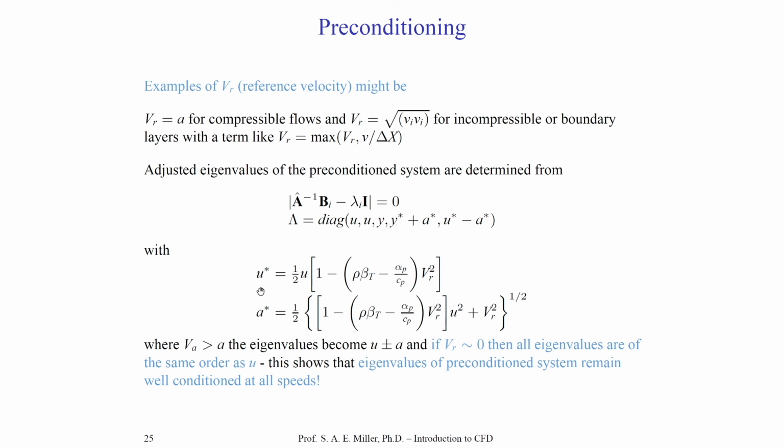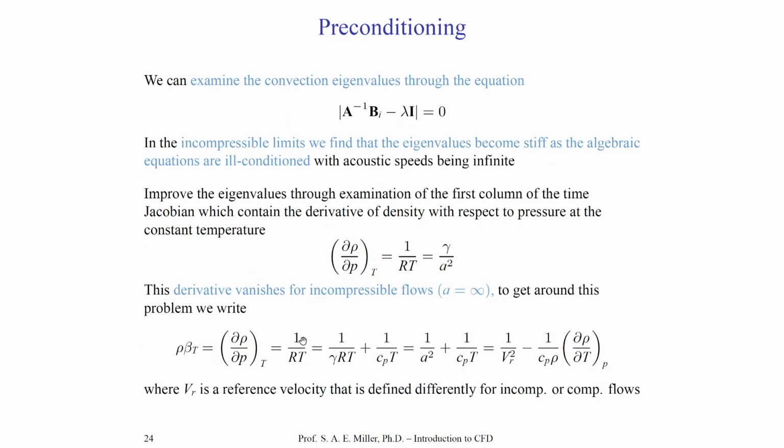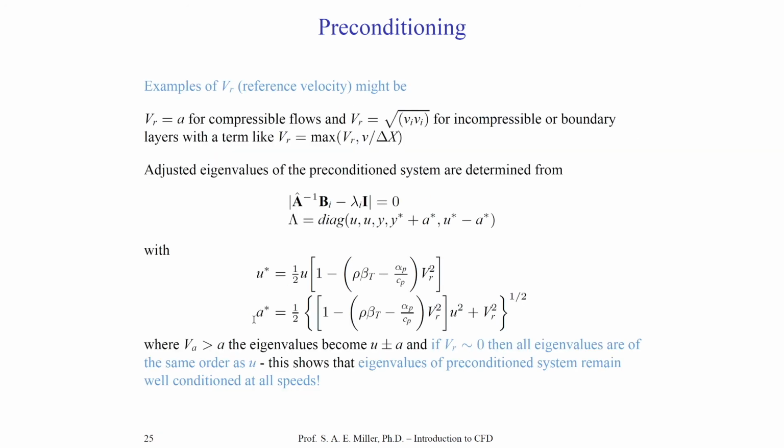U star and the speed of sound star are now defined in this manner. These are found from, of course, the eigenvalue operations with the substitution of our modified speed of sound relation. You'll now find when the velocity is greater than the speed of sound that the eigenvalues will become u plus the speed of sound and u minus the speed of sound.